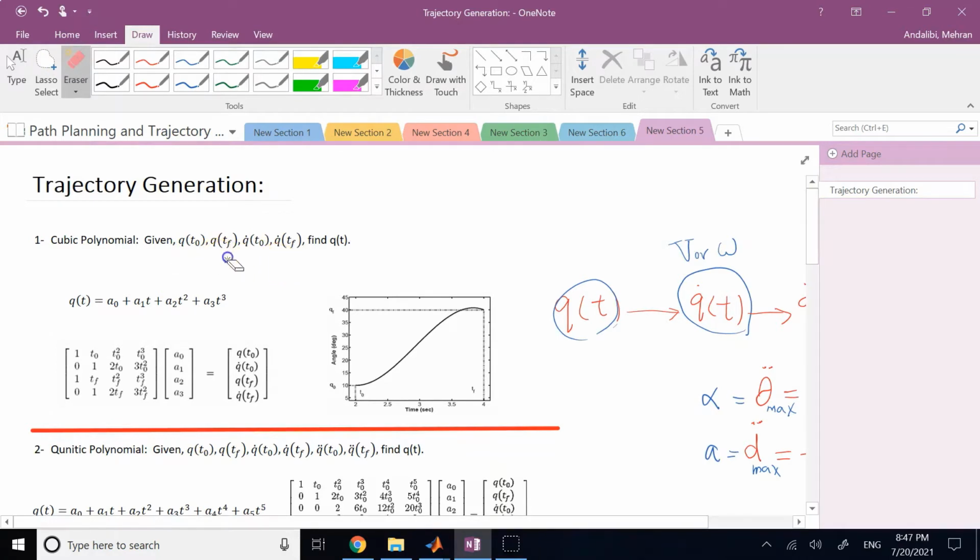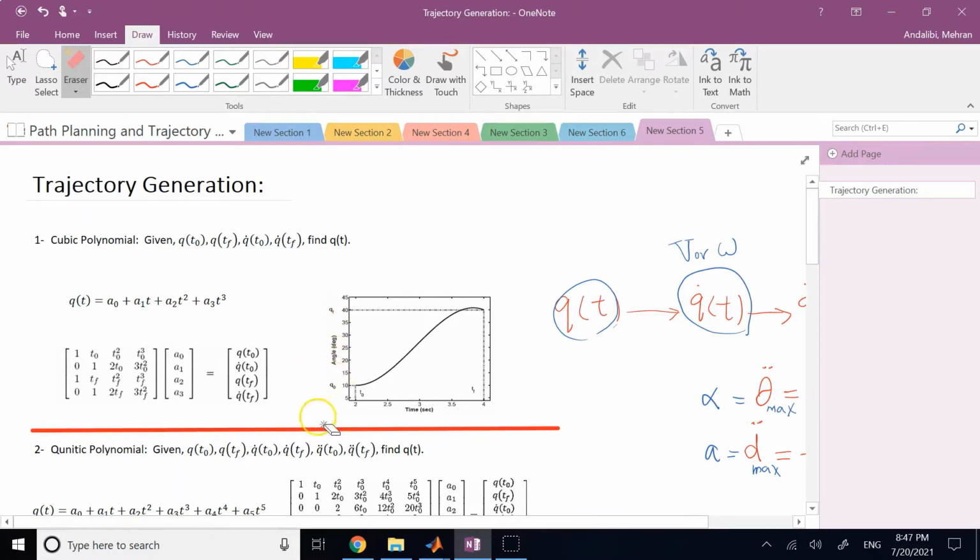Good. So now that we know the importance of it, how do we determine that? There are different ways depending on what it is that you want to control and what pieces of information you have. Then there are different methods, depending on the limitations and so on. There are different methods for generating trajectories.